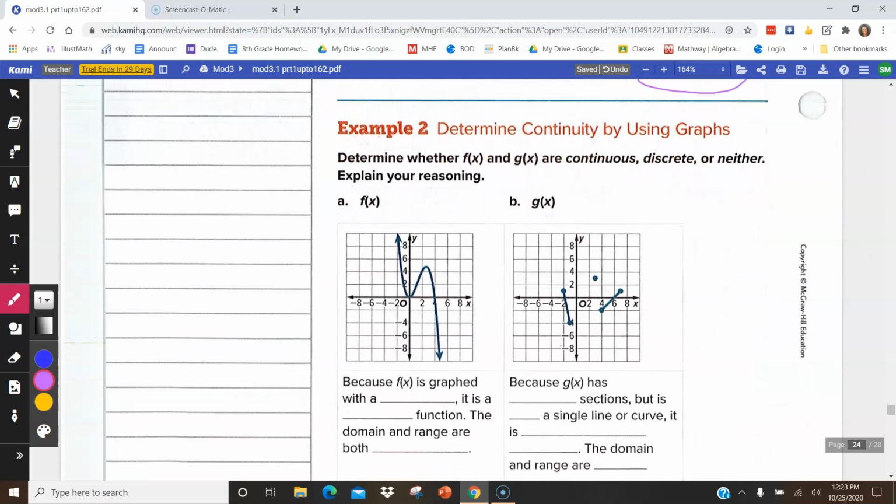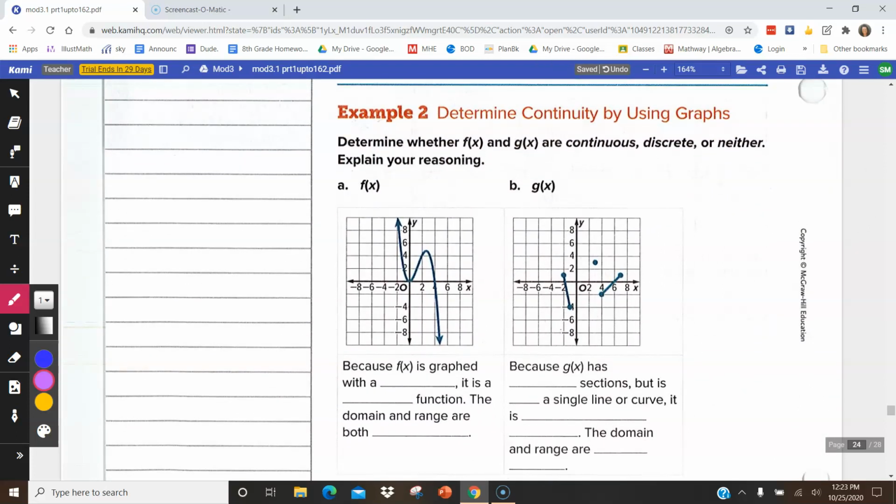Now, if I'm looking at this here, they want you to determine if it's continuous, discrete, or neither. Here are our different functions. Well, obviously, I'm flowing through. I do not pick my pencil up. That is going to be continuous. Here, I have to pick my pencil up to plot the graphs. That's going to be discrete.